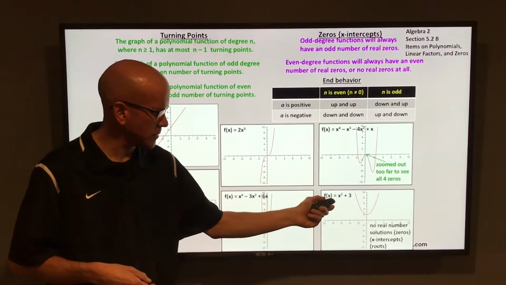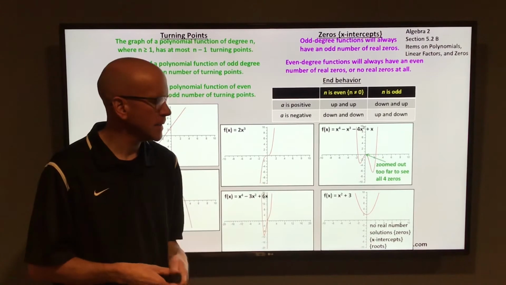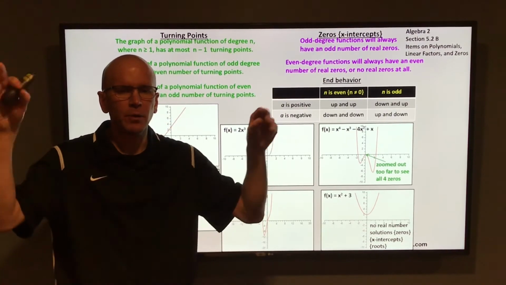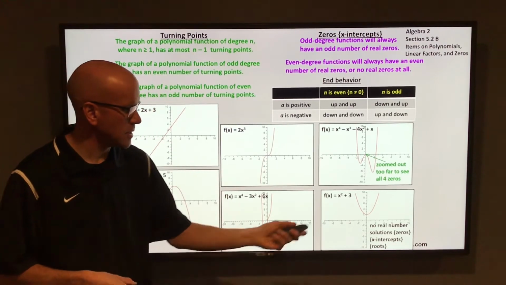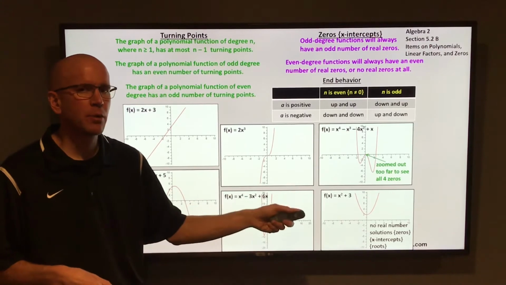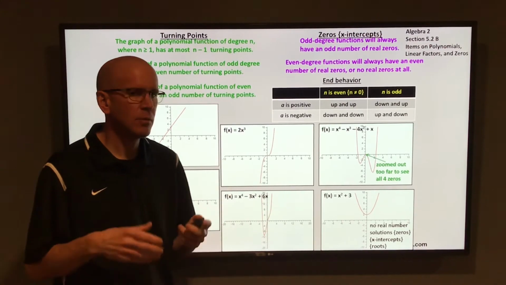Finally, f of x equals x squared plus 3, simple parabola. The leading coefficient is positive, the degree is even. That parabola opens upward. It's up on the left side and up on the right side, so the end behavior is up and up. As far as the x-intercepts go, that parabola has no x-intercepts, no real zeros.